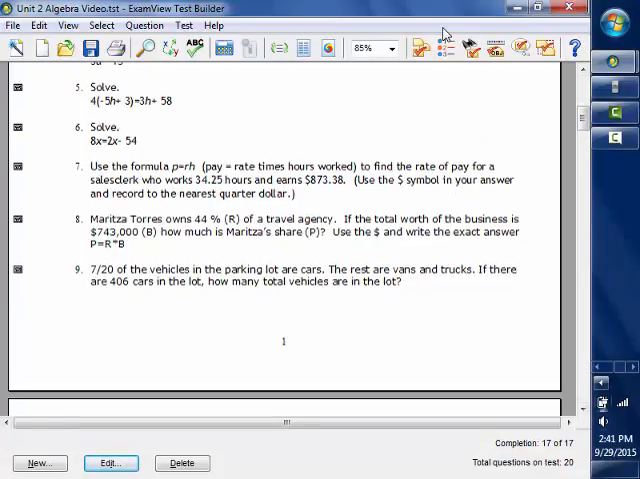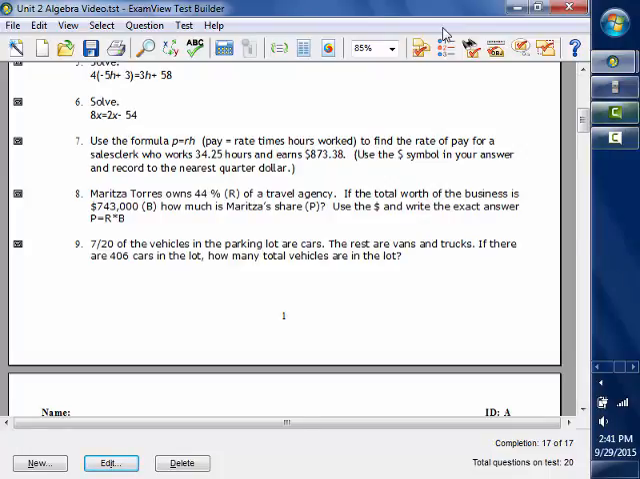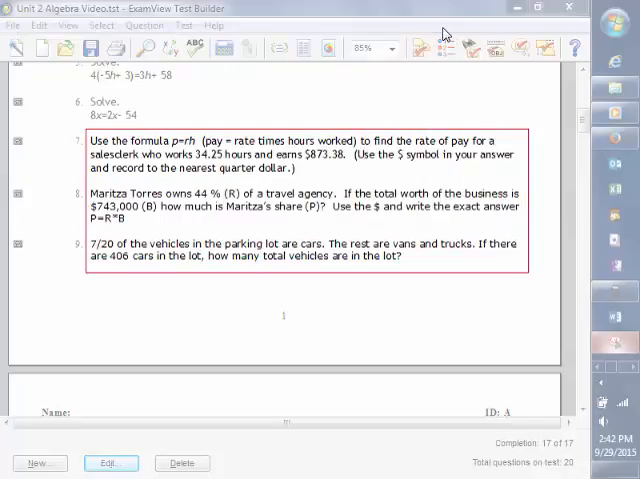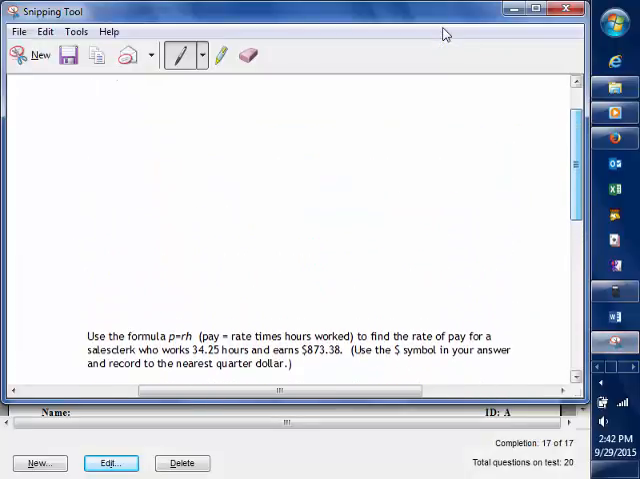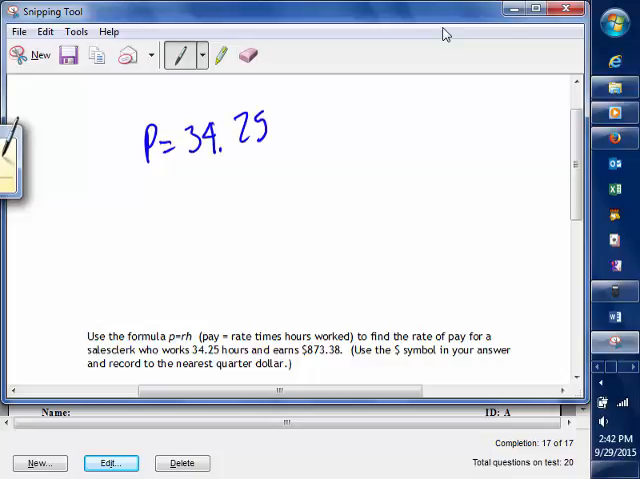Well, yeah, I guess I can do all three of these also. Same way. First one, P, so that's what we're solving for, is 34.25.